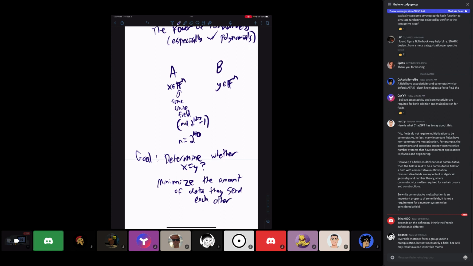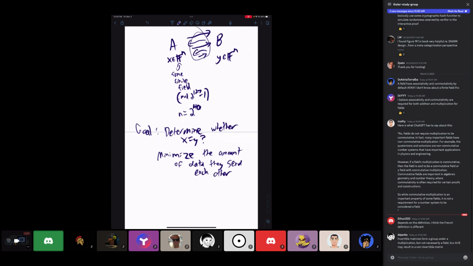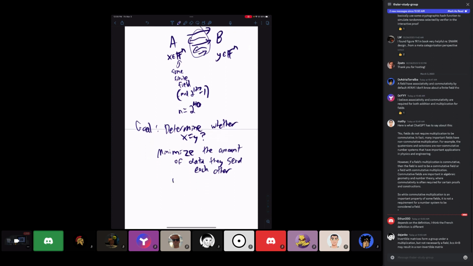So in general, maybe Alice can send some message to Bob and he'll respond with some other message, and Alice will respond to that message, and so on and so forth. And the amount of data they send each other is just the sum of the lengths of all the messages. So that is also called the communication cost. So they want to determine, do they have the same vector while minimizing communication.